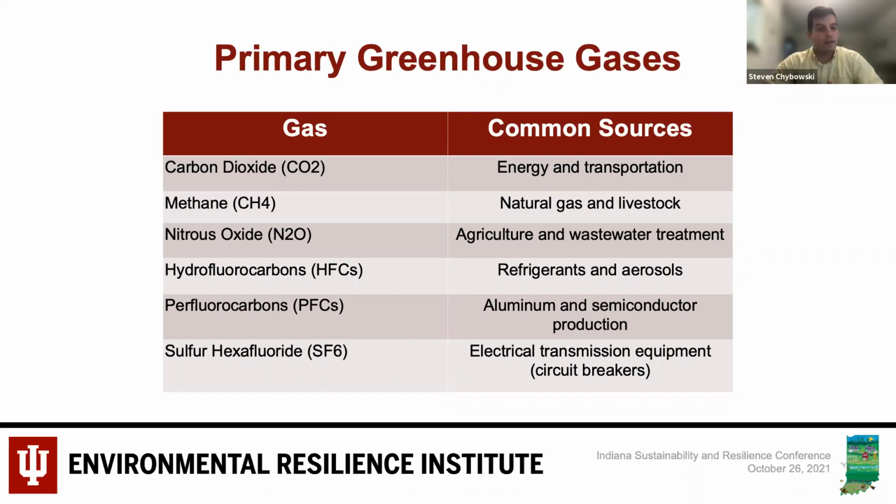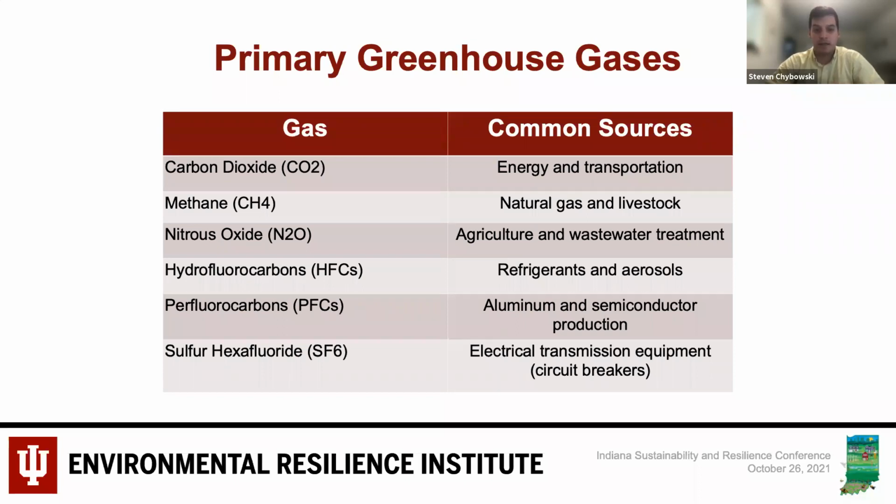And these next 3 greenhouse gases actually don't occur naturally in our Earth's atmosphere. They are entirely man-made greenhouse gases. So hydrofluorocarbons, HFCs, those come largely from our refrigerants and aerosols, and again, do not exist naturally in our planet's systems.